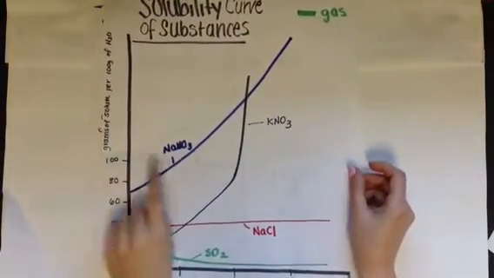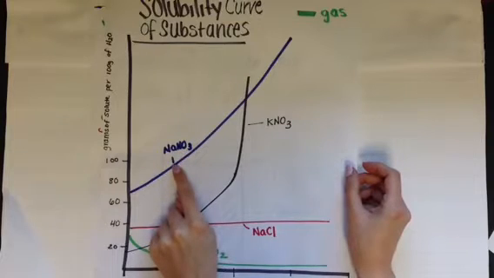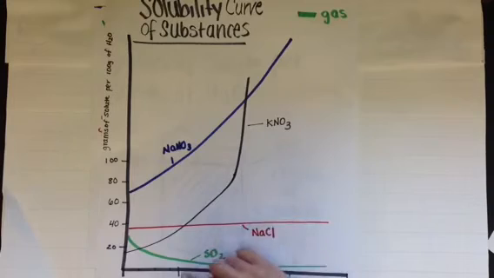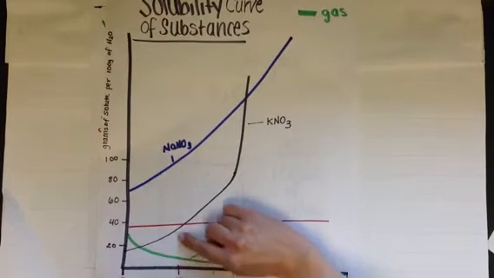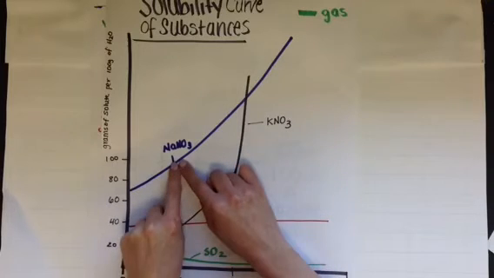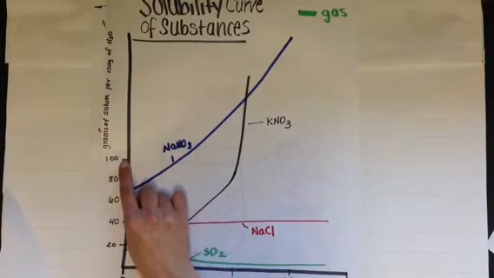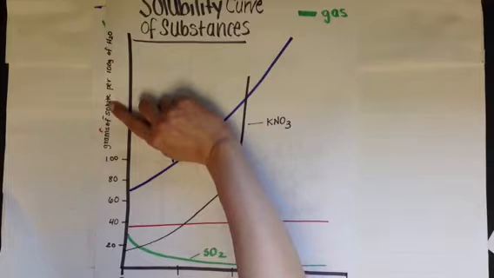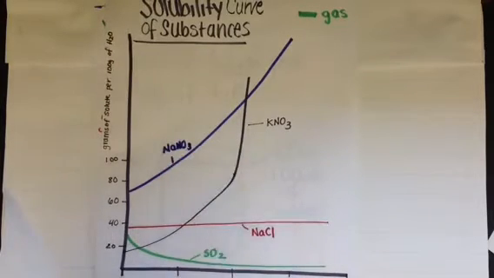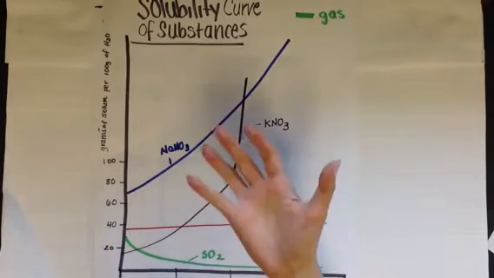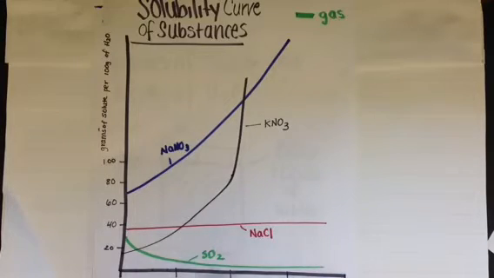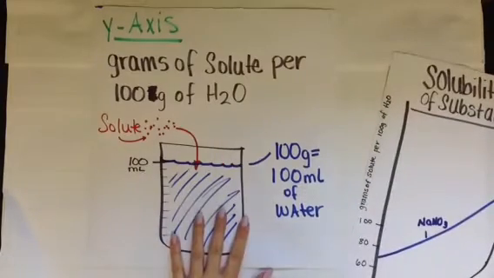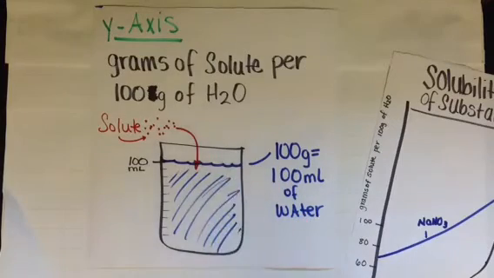It says, do you want to know how much NaNO3 can dissolve to make a saturated solution at, let's say, 25 degrees Celsius? I take my 25, I run it up until I hit the line, and then I look across and I read. So somewhere around 90, maybe we'll say 95. 95 grams of solute dissolves in 100 grams of water at 25 degrees Celsius. So this just tells us how many grams of solute is dissolving in our beaker full of 100 grams of water. All of these curves pretend like all of these solutes are in their own individual beaker of 100 milliliters of water, which is the same thing as 100 grams of water.